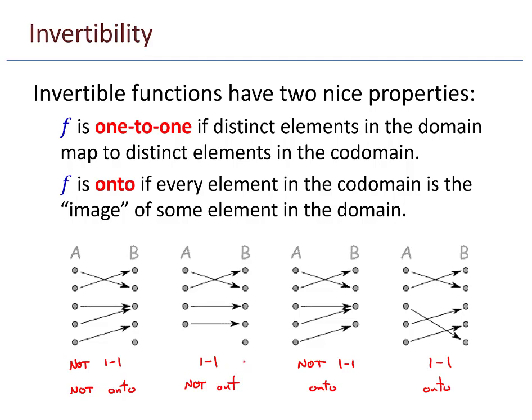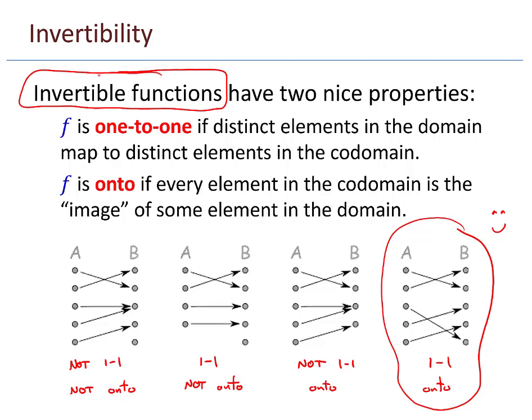A function can be one-to-one but not onto. A function can be not one-to-one, but onto. And then here it is, the nice best case of all that makes us smile. Here's an example of a function that is one-to-one and onto. This is exactly what we need for an invertible function.